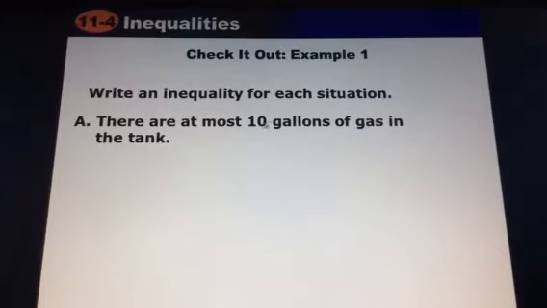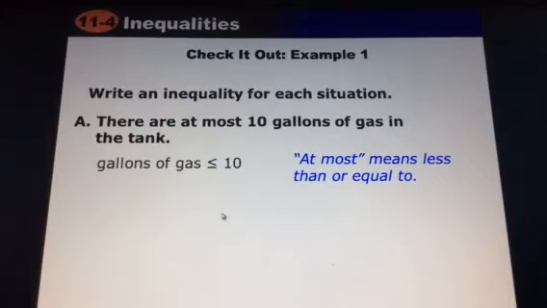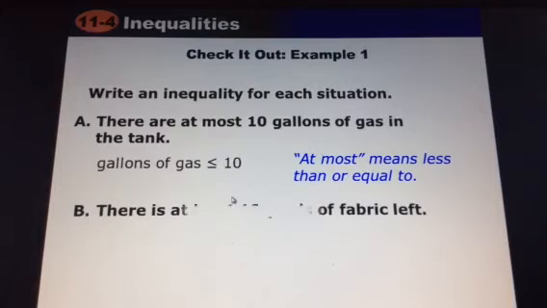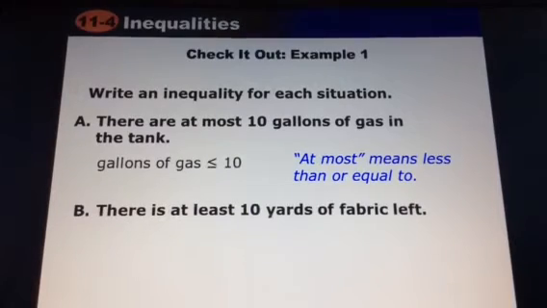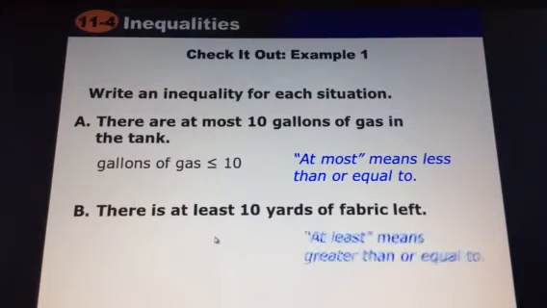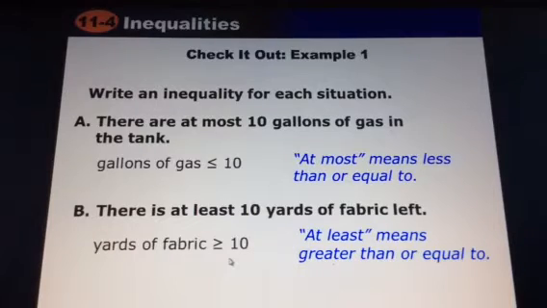Next one's there are at most 10 gallons of gas in the tank. That means the most it could have is 10. It could have no more than that, so it's got to be less than or equal to. The gallons of gas is less than or equal to 10 gallons. And then there is at least 10 yards of fabric. There might be more. The least there is 10. Can't be any less than that. So it would have to be greater than or equal to 10.